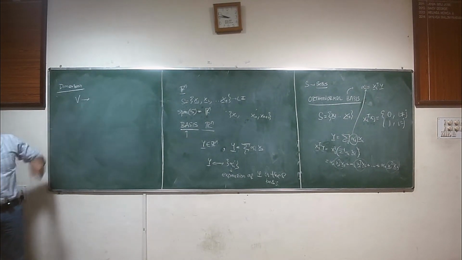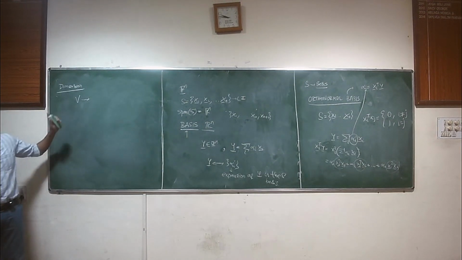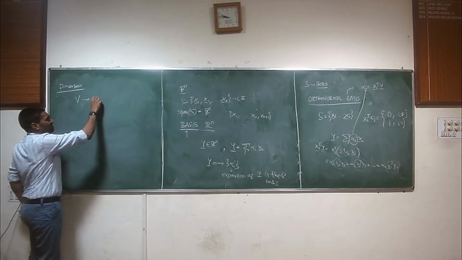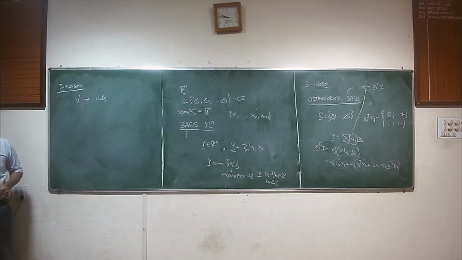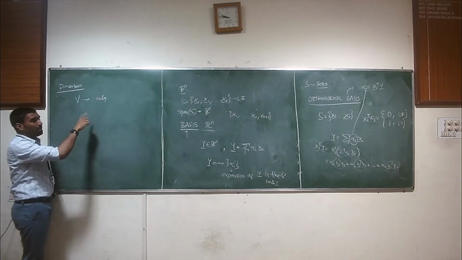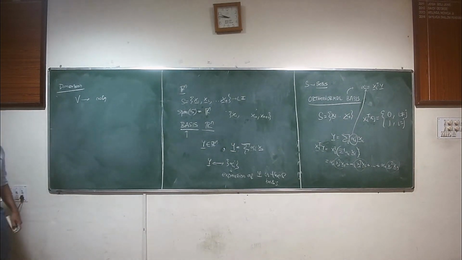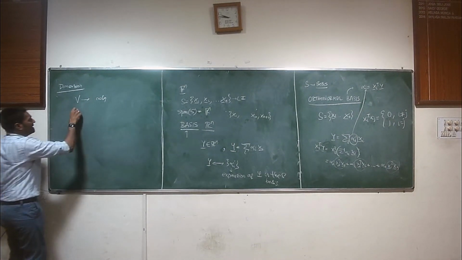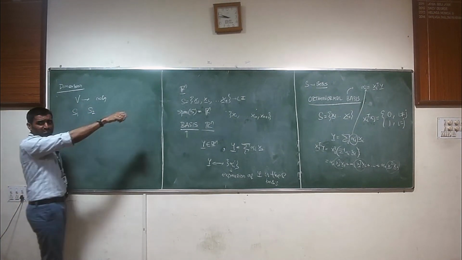How many different bases do I have for this vector space? Infinite number, right? There are infinitely many possible bases for a vector space. But all of them are bases, so there is something common about them. It turns out that common feature is the number of vectors that you have in that basis set. For example, let's say S1 is a basis for V, S2 is a basis for V, and so on and so forth.